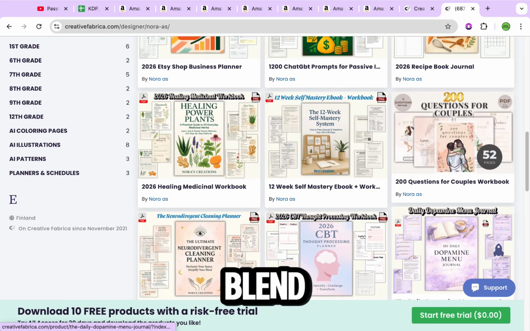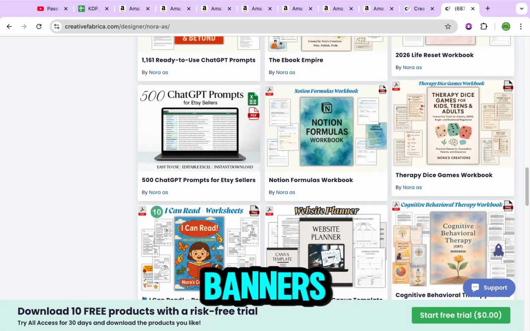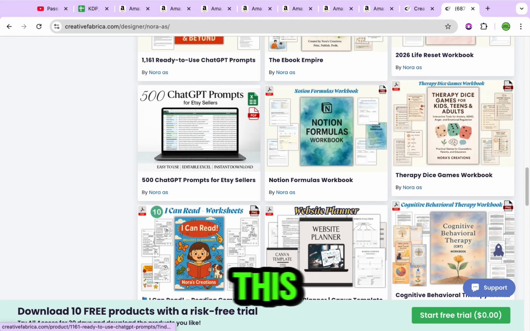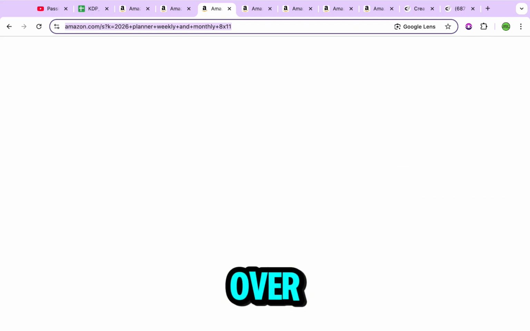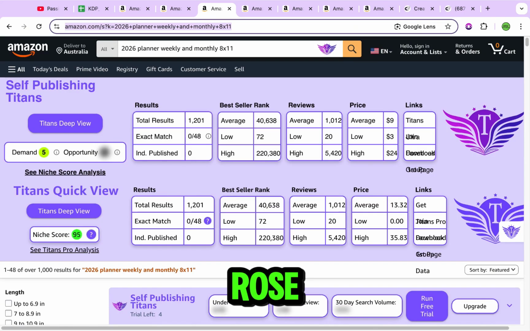See here, we've got a blend of celestial right over here. My apologies for all these banners opening that are associated with self-publishing titans. I'm just going to try to close these as well. We've got this lovely one right over here. It's a blend of celestial and rose gold as well, a little bit of florals in there.